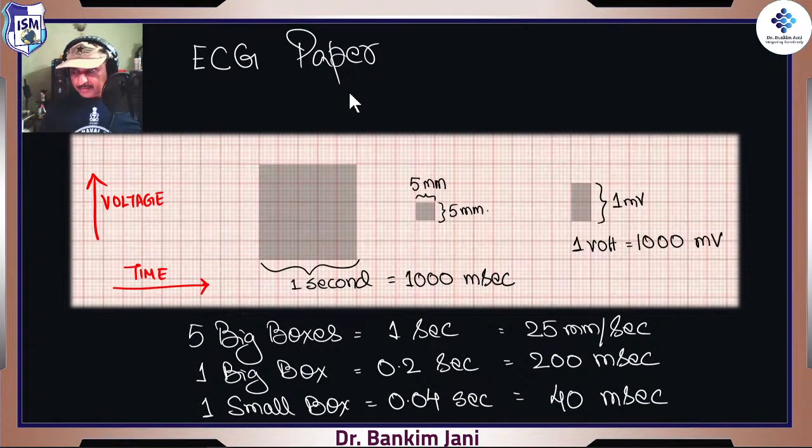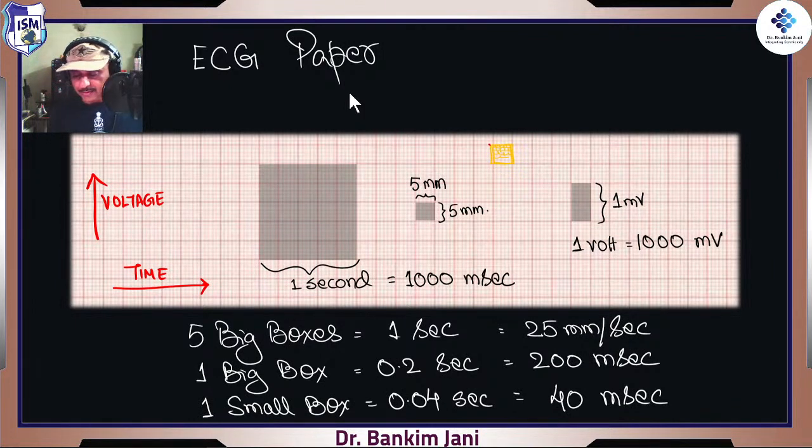Here is the ECG paper. Every component is so important, and I'll show you one example in case this is missed, what happens. First, some fundamental thing. ECG paper is like a graph paper. If you watch carefully, there are all small squares, 5 by 5 small squares, 5 by 5, okay?